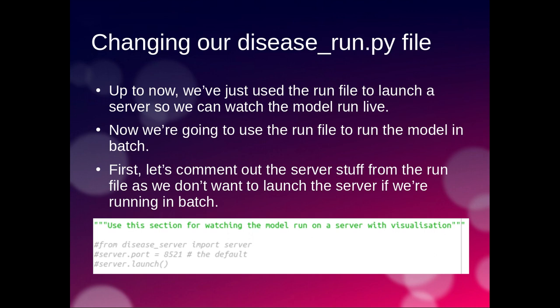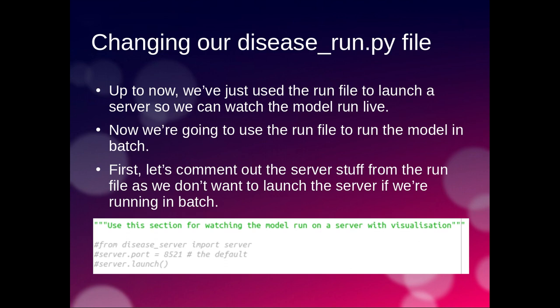If you haven't already, take a copy of the file that you've already written, wherever you've got that saved, and then we can start on a fresh new copy of this. So we're not changing anything from the existing one. Up to now, in the disease run py file, we've just used the run file to launch a server. But now we're not going to launch a server. We're going to use the run file to specify that we want to run this model in batch.